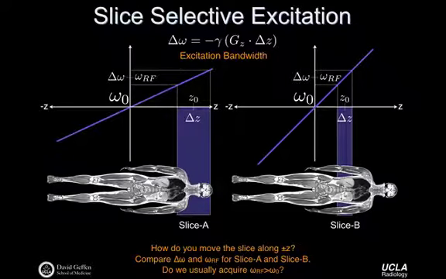Yeah, so one way would be to increase omega RF, right? If this goes up higher here, then it's going to map out on this gradient further over here and excite a slice that's over this next guy, right? Maybe.